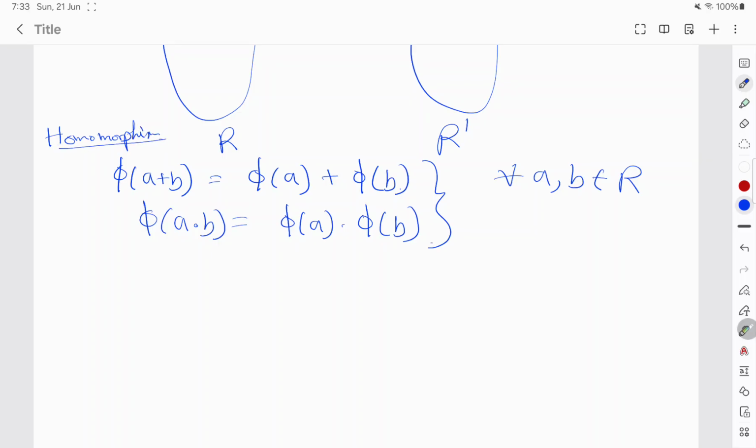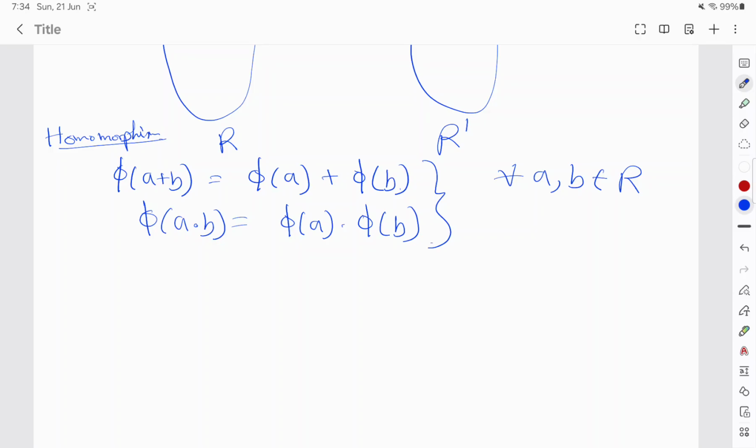Now if you add homomorphism plus injective, that is called monomorphism. Homomorphism plus surjective, that is called epimorphism. And if it is bijective plus homomorphism, then it is called isomorphism. So this we have already noted down earlier.